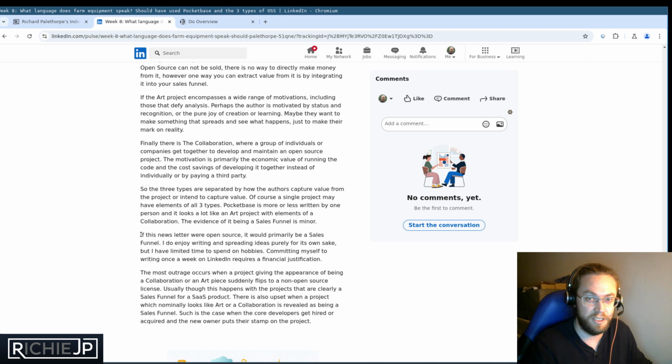Typically, if you look at any open source startup, they have the open core, and that's their sales funnel. It's rarely a collaboration. Quite often it's one company that only develops this thing, so the collaboration aspect is barely there.